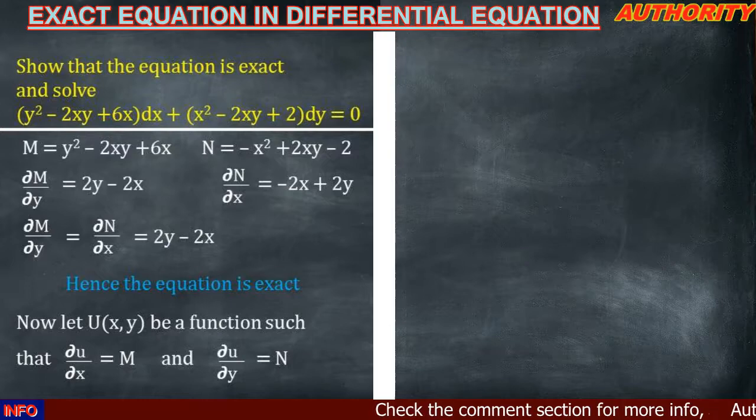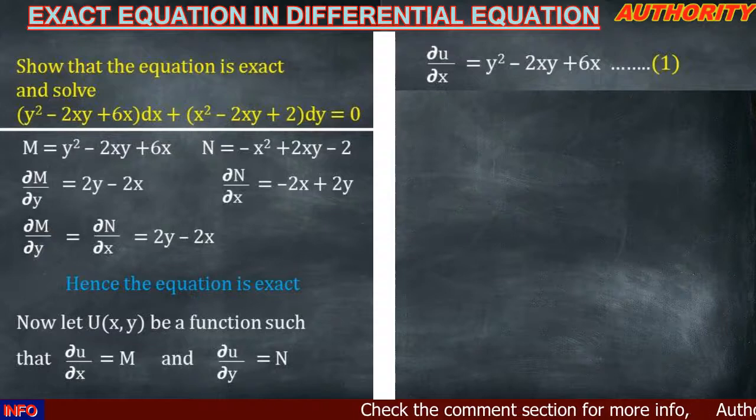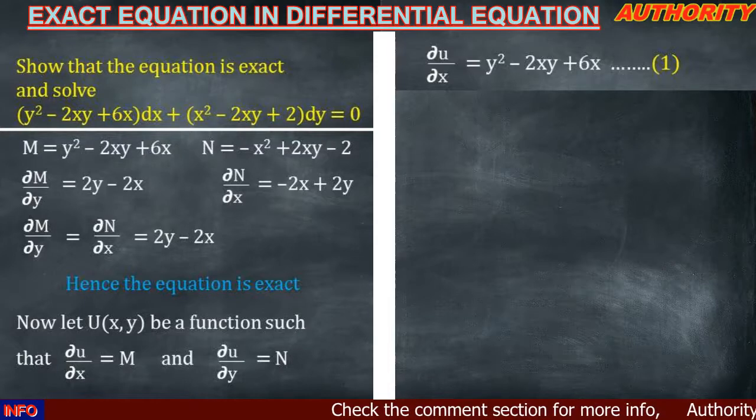Is that true? So instead of writing m, let's substitute for the value. That means we're going to have the partial derivative of u with respect to x equal to y squared minus 2xy plus 6x. All right, good. Let's call this equation 1.